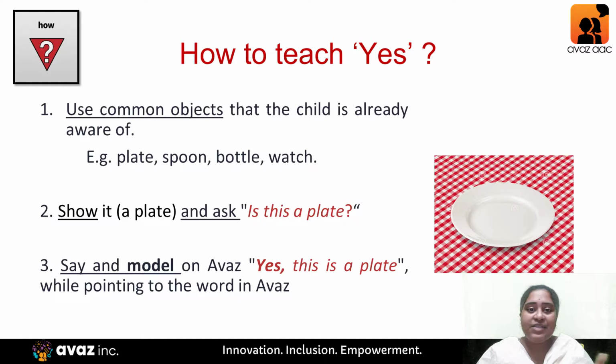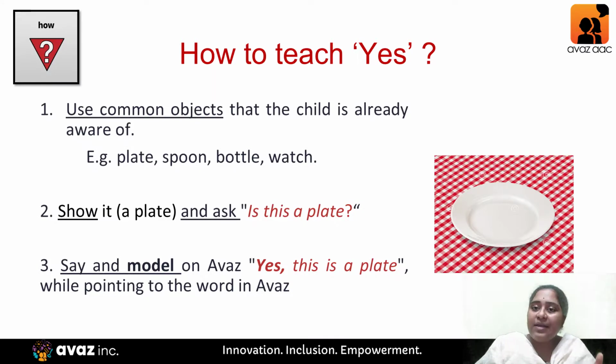So, how do we teach yes and no? First, let's see how we teach yes. Use common objects that the child is already aware of. For example, a plate, a spoon, a bottle, a watch, a bag, a table, etc. Show the item. For example, let's take a plate and ask the child, is this a plate?